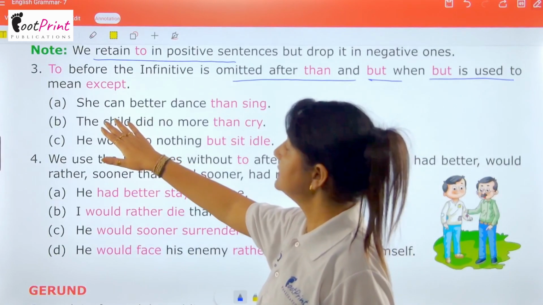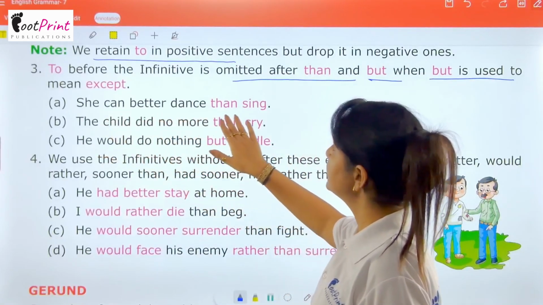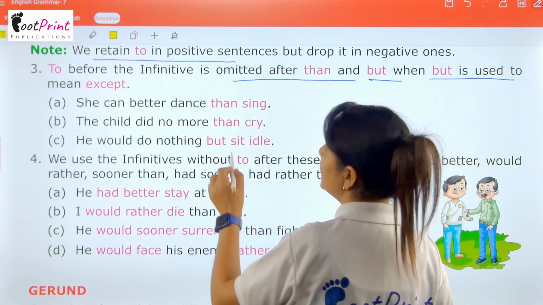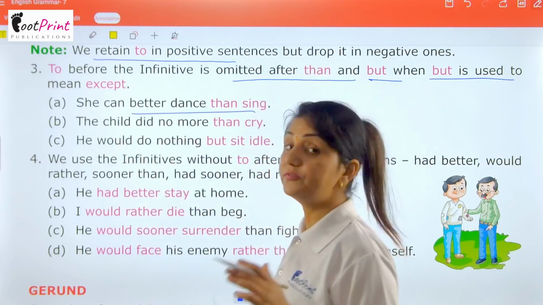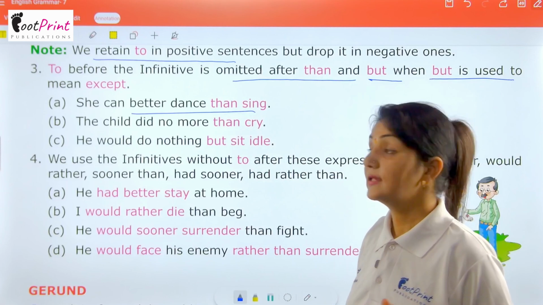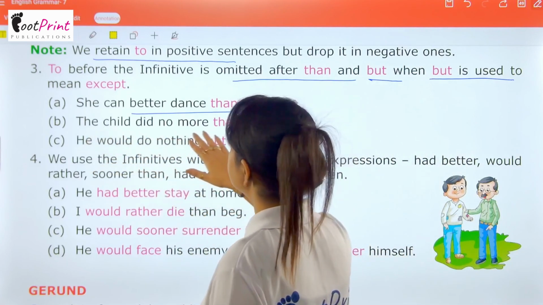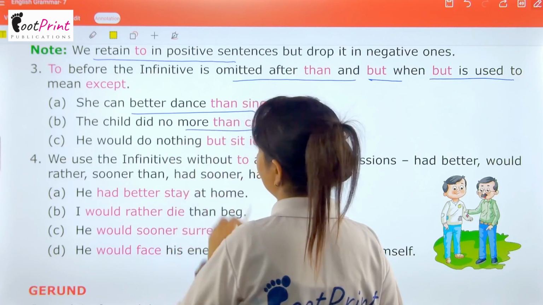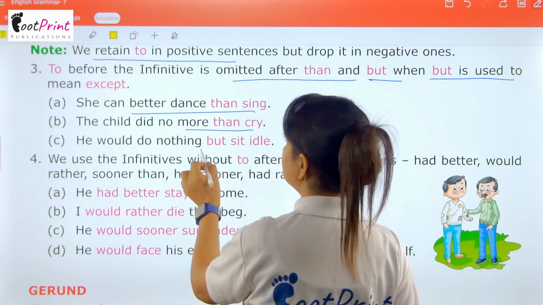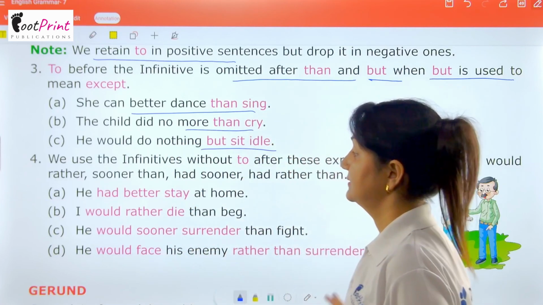As you can see here in the sentence, "She can better dance than sing." So they are just comparing dance and sing. That's why they are using the word "than" here. "The child did not more than cry." "He would do nothing but sit idle."